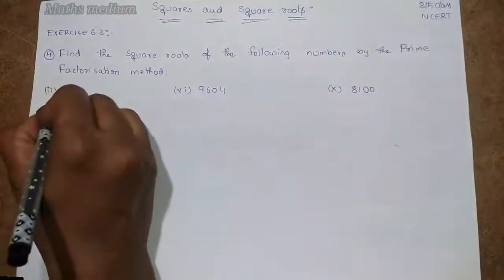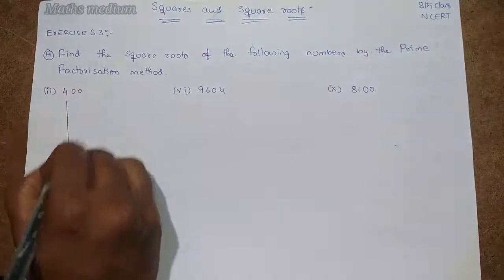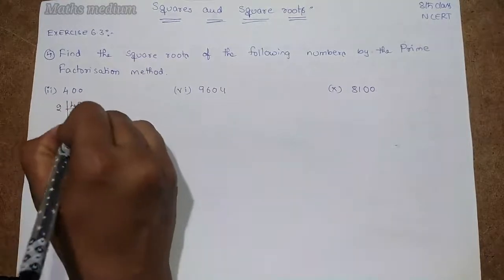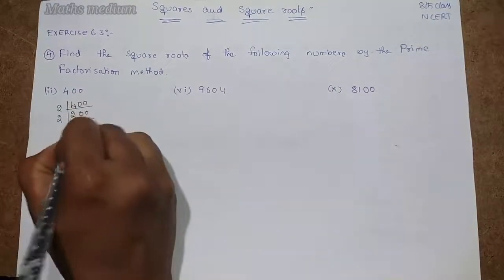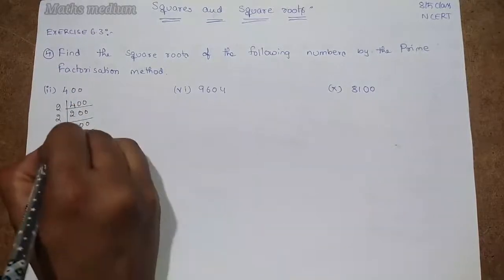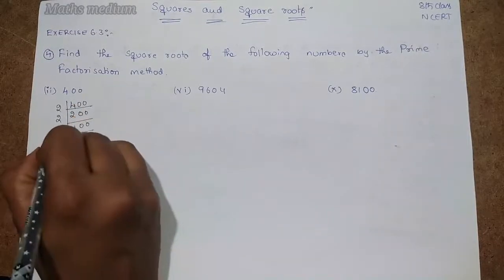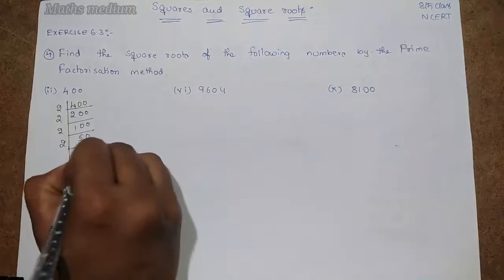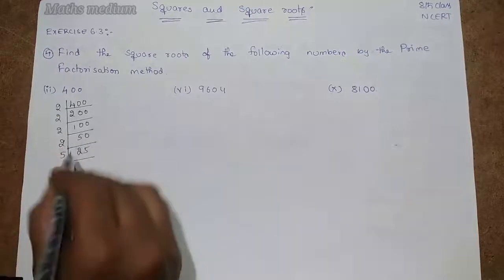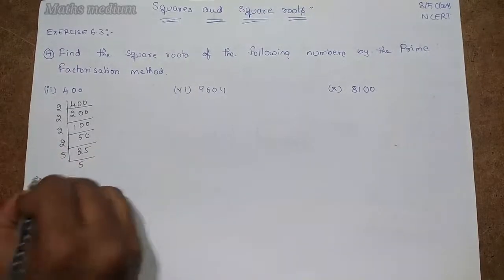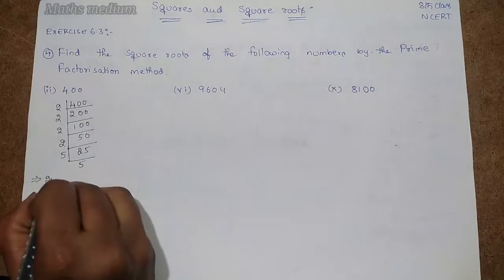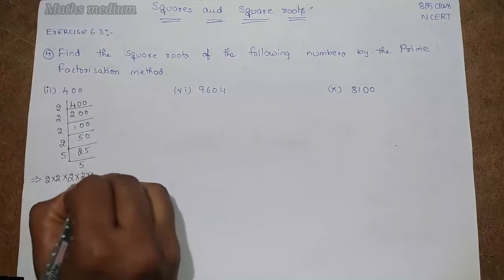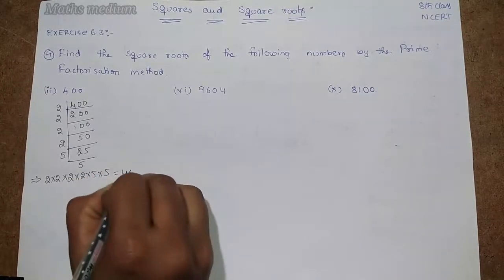Now let's start with the first one, that is 400. We know that prime factorization is done with only prime numbers. 2 2s are 4. Now again 2 1s are 2. Here we again have the chance, 2 50s are. Again we have the chance, 2 25s are. Now here we have to apply 5 5s are 25. Now write the prime factorization for 400: 2 into 2 into 2 into 2 into 5 into 5. That is equal to 400, right?